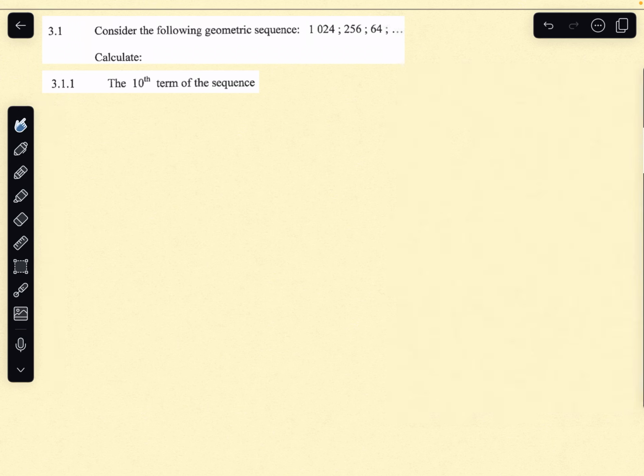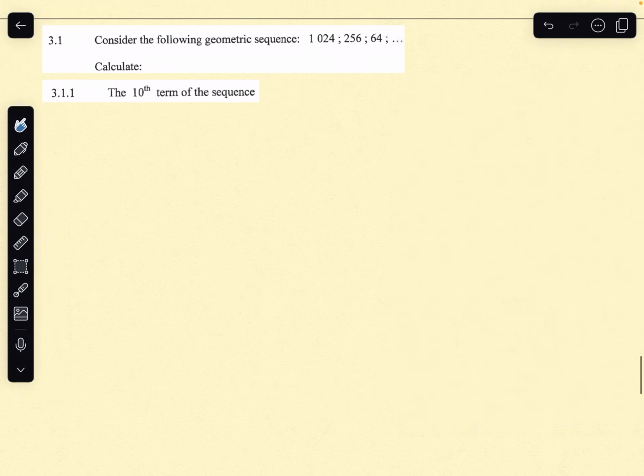Let us look at today's question. We are dealing with the Department of Education's Paper 1 from May 2022. Question 3.1. Consider the following geometric sequence: 1024, 256, 64. This is a decreasing geometric sequence, which tells me that the common ratio is a proper fraction, right? So we are dividing by something each time.